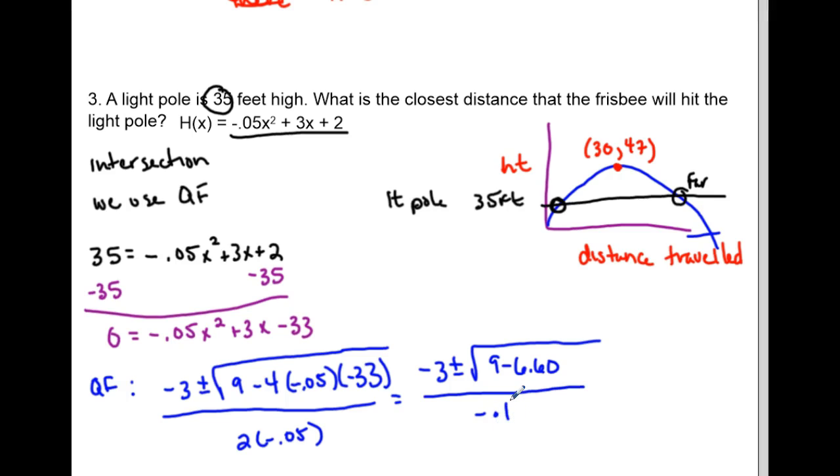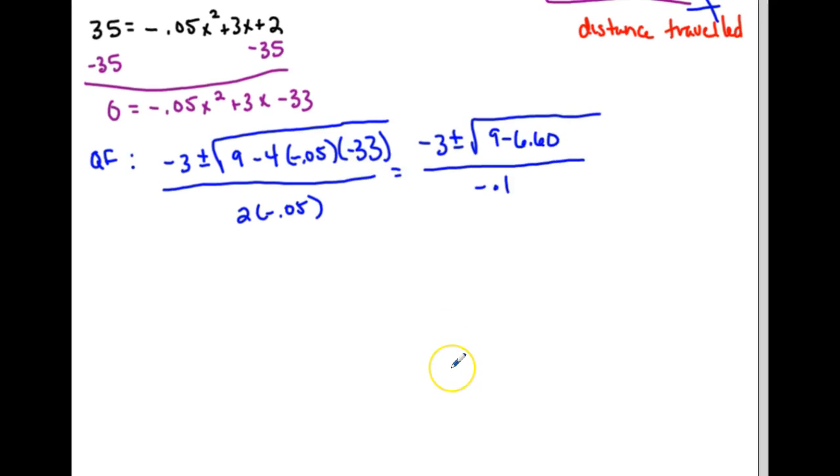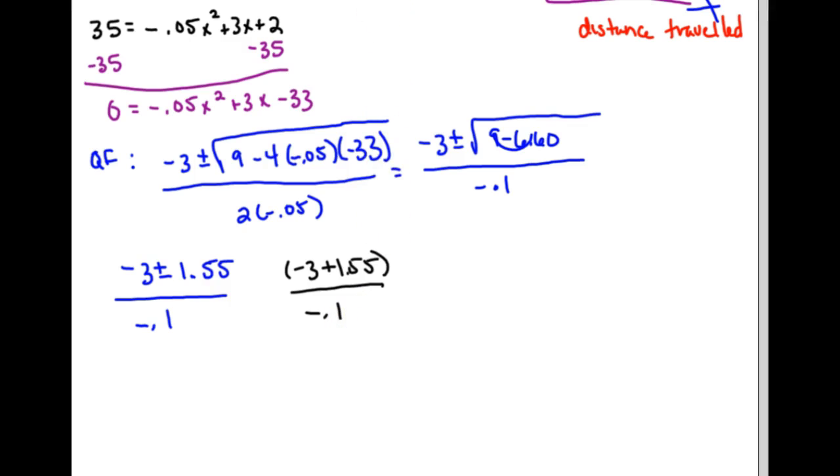All right, I'm going to extend my page, and we're going to have a little bit more room to work. So let's go through now, and let's calculate this. We get negative 3 plus or minus. That's going to be the square root of 240. That turns out to be 1.55 all over negative 0.1. And this is going to split us up into two equations. One of my equations is negative 3 plus 1.55 all over negative 0.1. My other equation is going to be the minus. Negative 3 minus 1.55 all over negative 0.1.